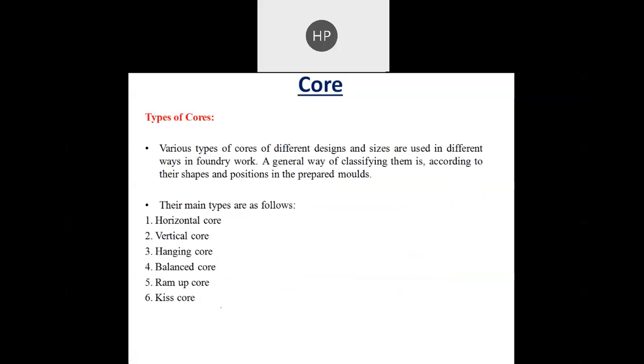There are various types of cores having different designs and different sizes that will be used in different kinds of work in foundry applications. There is a general classification of cores listed here. First is a horizontal core, second a vertical core, third a hanging core, fourth a balanced core, fifth a ram up core, and finally a kiss core.